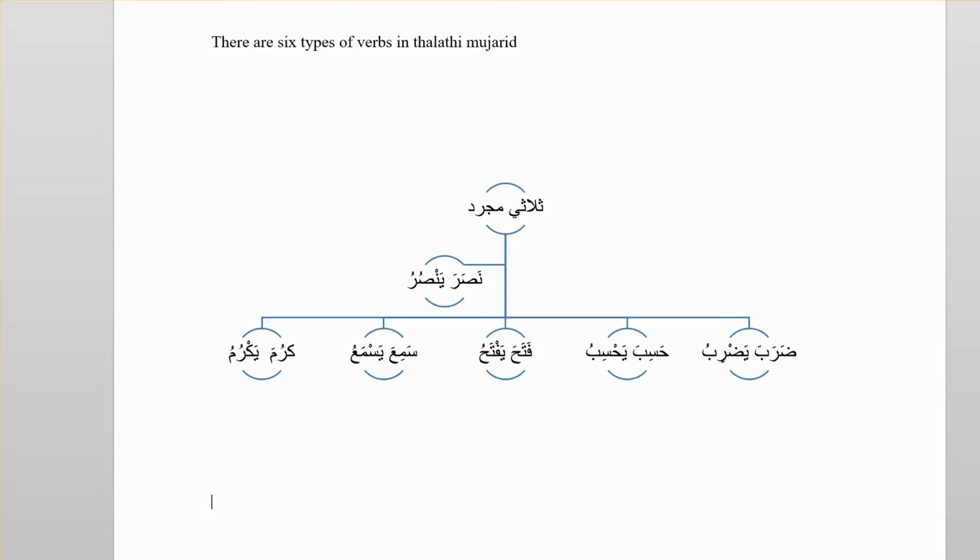Okay, so remember now, what is a Thulathi Mujarrad? A Thulathi Mujarrad is a verb that has only 3 root letters, and there will only be 6 types of those. Now, when we say 6 types, what that means is all of the words in the Arabic language that fall under a Thulathi Mujarrad, a 3 root word, will have a pattern of one of the 6 patterns that we're going to learn written here below. All of them have to fit on one of these patterns.